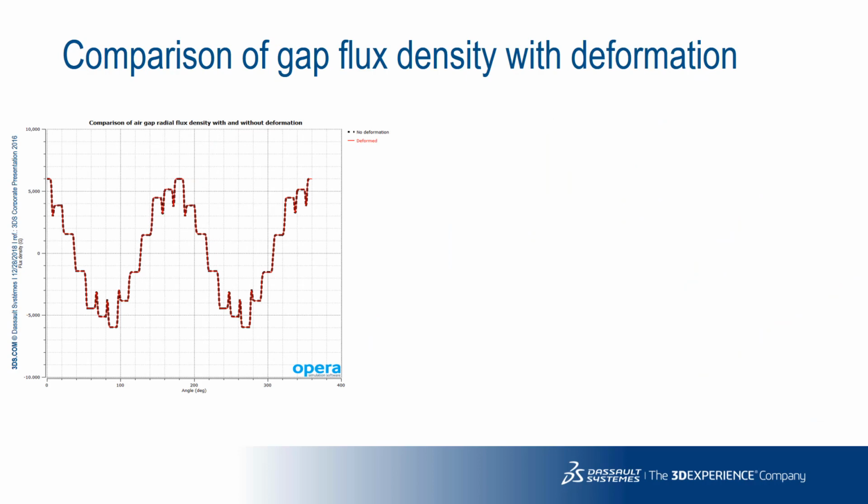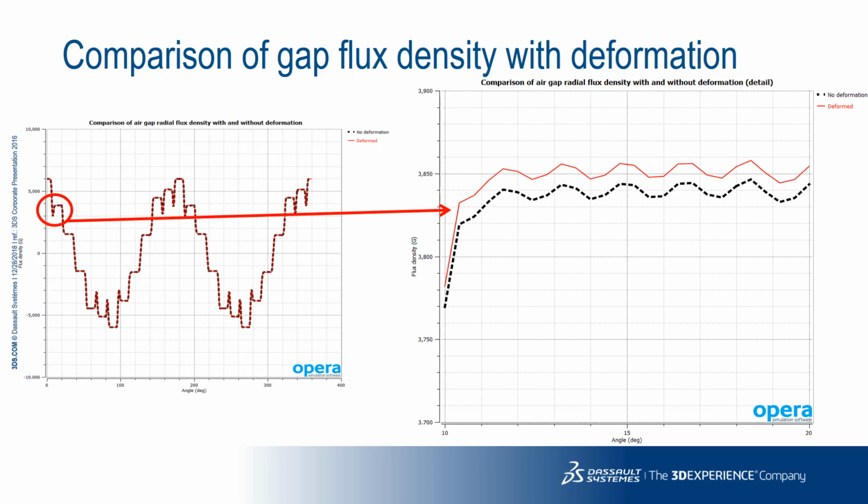If we look at the radial component of the air gap flux density around the machine and superimpose the results of the deformed shape on top of the undeformed shape, there's barely any noticeable difference at first sight. But if we zoom in on part of the graph, we can see the change in performance due to this deformation under load. This is a successful prototype design, so the difference isn't significant versus the desired performance. But this wasn't the case for all of the possible designs considered in the design space.